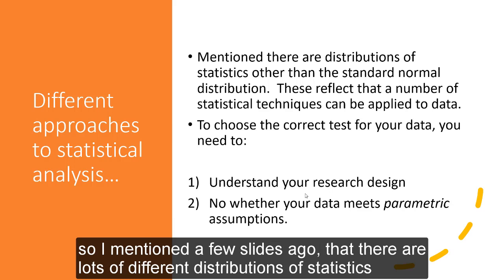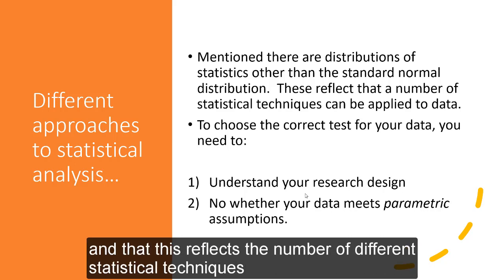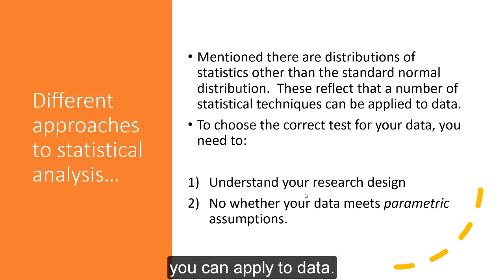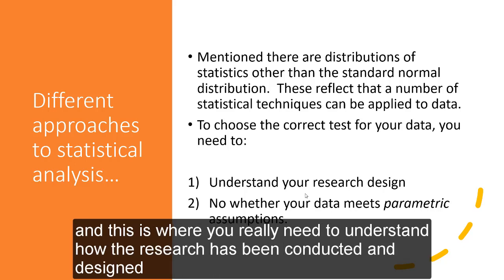So I mentioned a few slides ago that there are lots of different distributions of statistics other than the standard normal distribution, and that this reflects the number of different statistical techniques that you can apply to data. Now you might be thinking, well, how on earth would you choose between them, or do you need to? Can you just pick any? And this is where you really need to understand how the research has been conducted and designed.